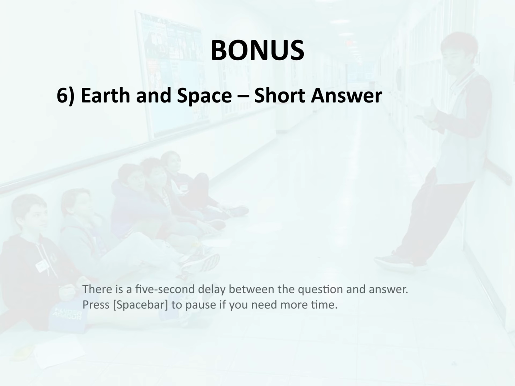Bonus 6. Earth and space, short answer. Identify all of the planets in the solar system whose atmospheres are primarily composed of carbon dioxide.